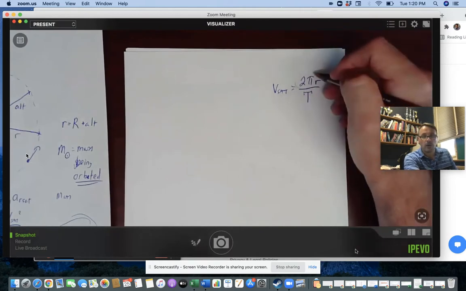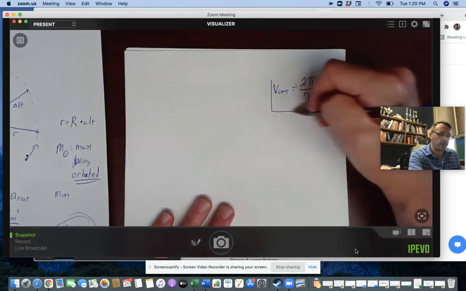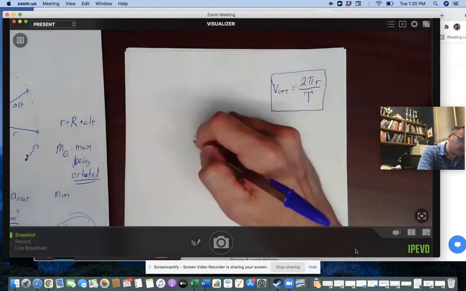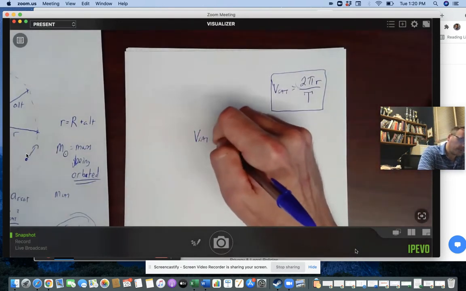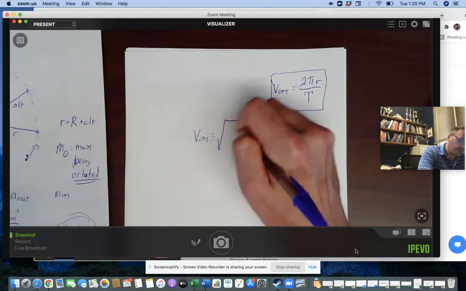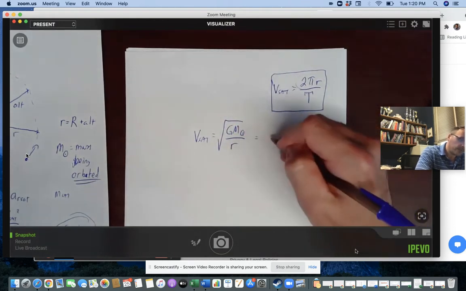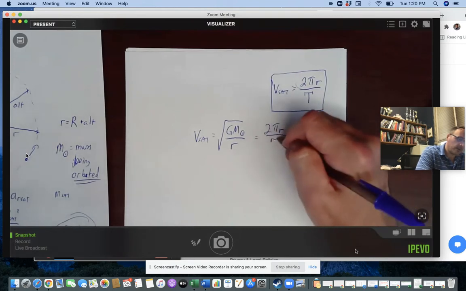So that's the distance to go around once divided by the time to go around once. So that's cool there. And therefore, I can then combine those two to say that the orbital speed of a satellite is equal to the square root of big G, mass of the thing at the center, over r, which is equal to 2 pi r over the period, right?